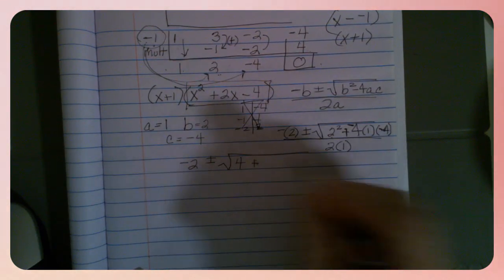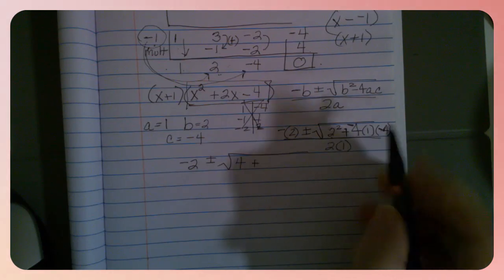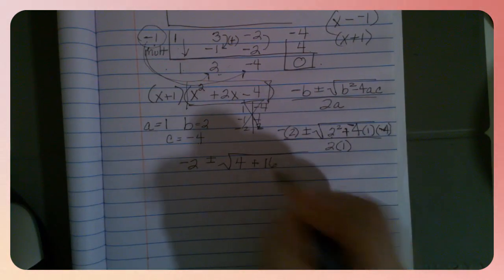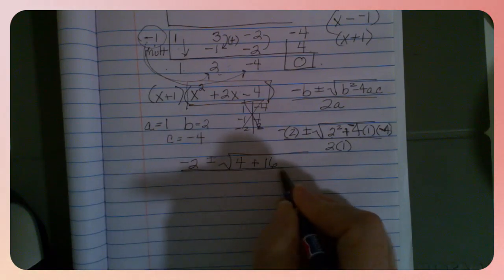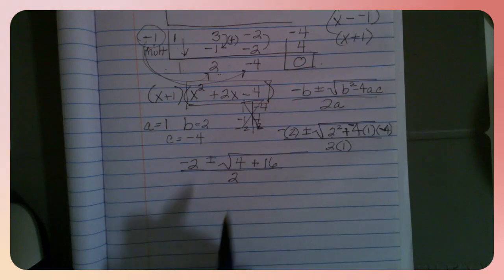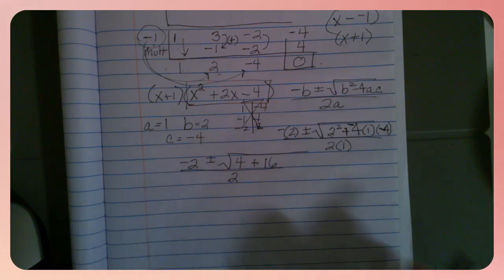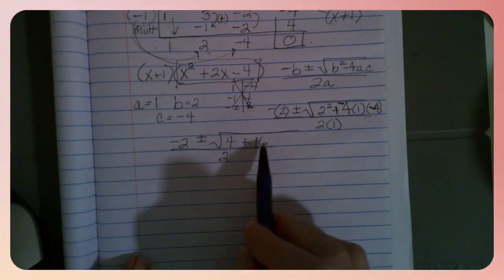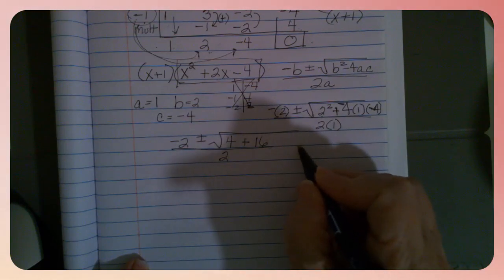So plus, and let's multiply these out. -4 times 1 is -4. -4 times -4 is +16. All over 2 times 1, which is 2. Okay. All right, we're still working on simplifying what's underneath the radical. So we're going to add 16 plus 4, and we're going to get 20. So let me pull that off to the side.